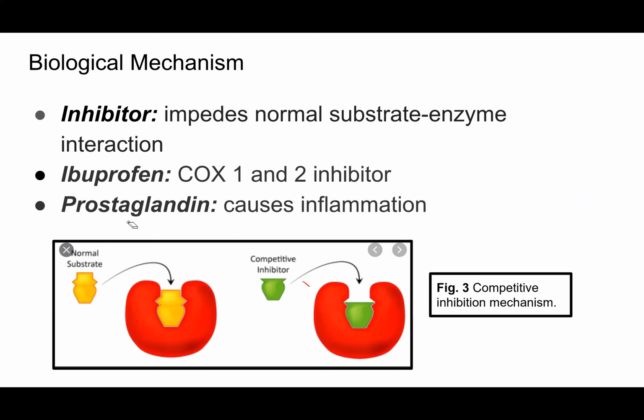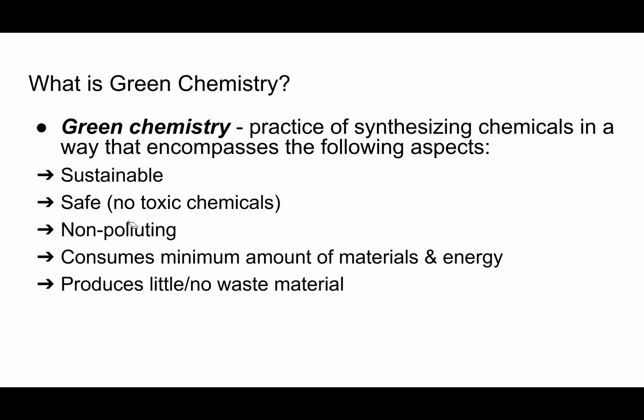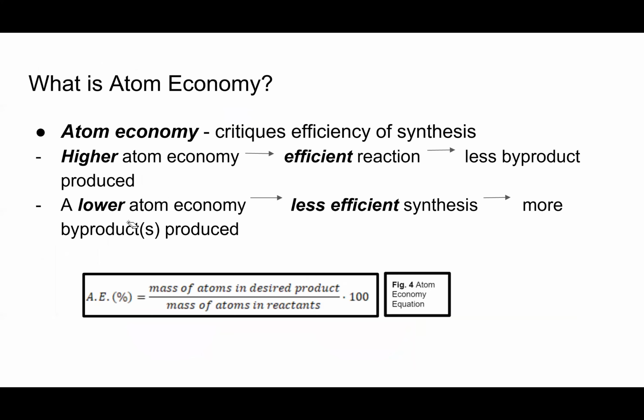So green chemistry is a practice of synthesizing chemicals in a way that encompasses the following aspects. So it's sustainable, it's safe, non-polluting, and consumes a minimum amount of materials and energy, and produces little or no waste material. Atom economy is a way that chemists can evaluate the efficiency of a synthesis quantitatively.